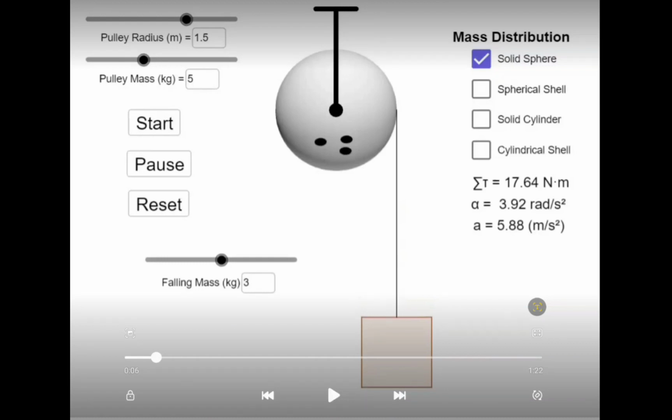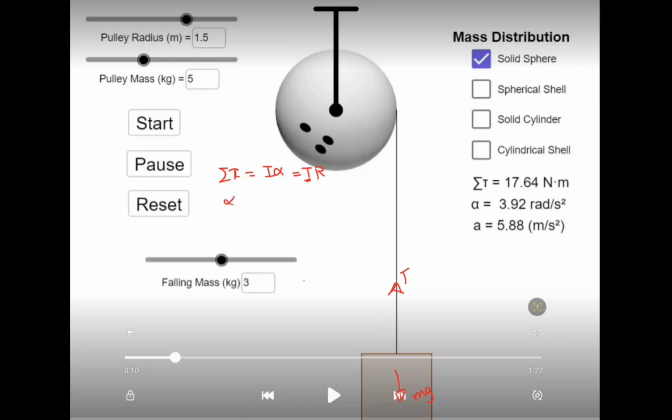Now we have here tension, and we have here weight mg in this case. So the net torque equal to I alpha, which equal to TR, and T in this case it's not equal to mg because this object is moving downward. We have to calculate here the tension.